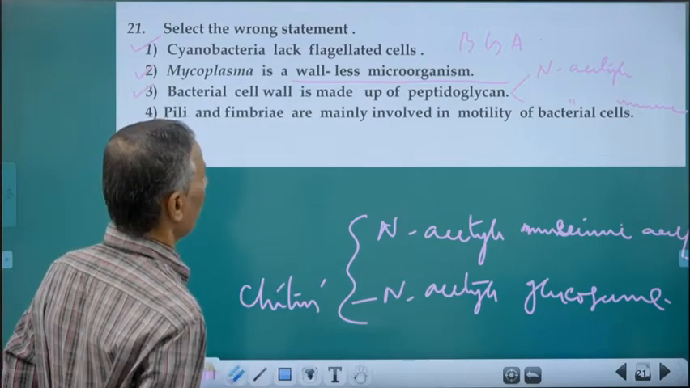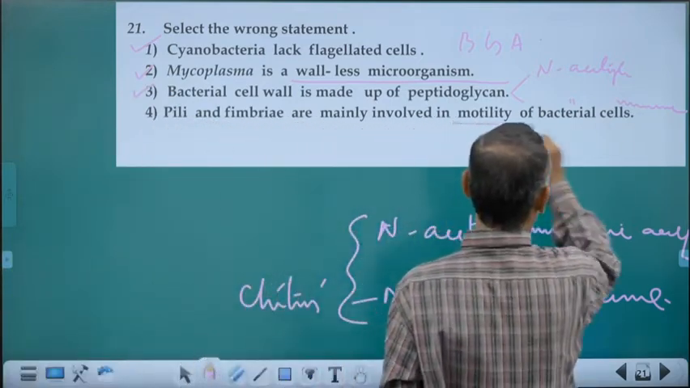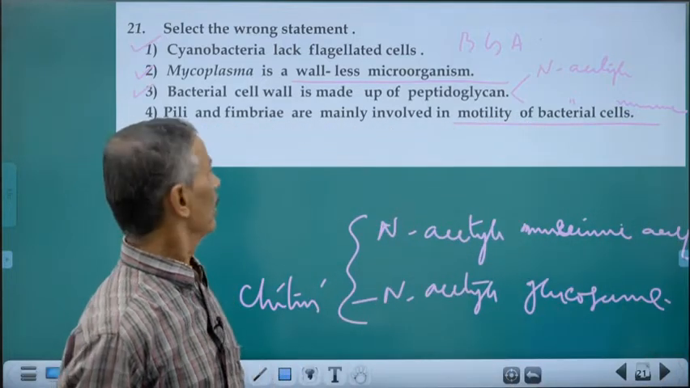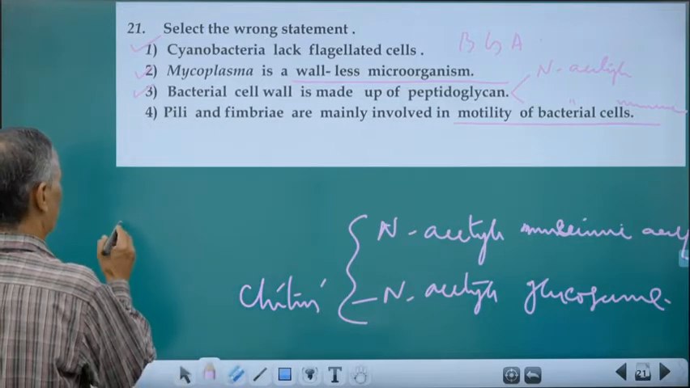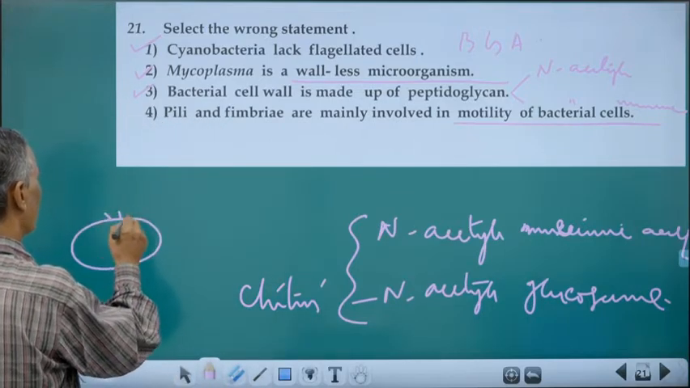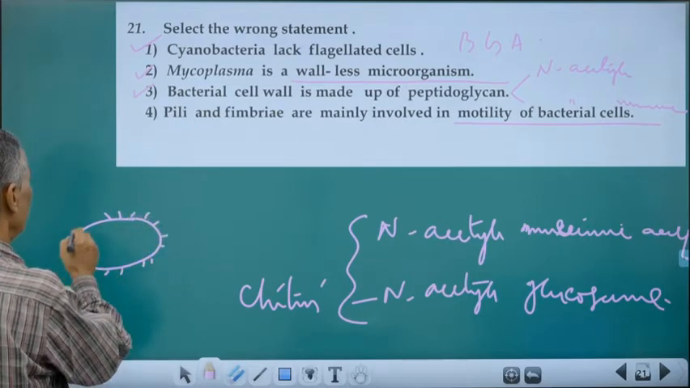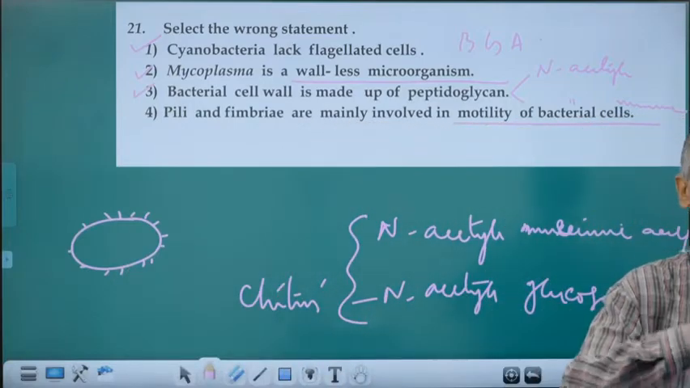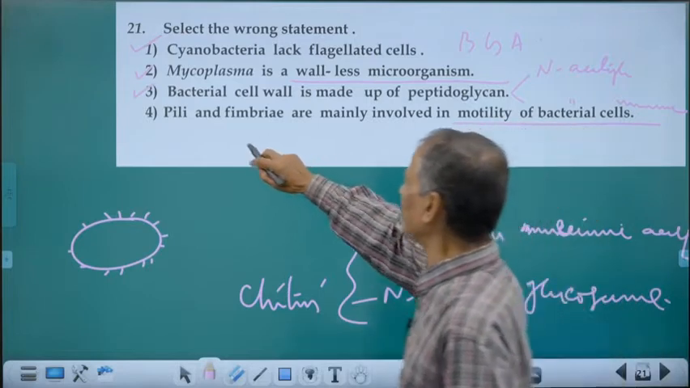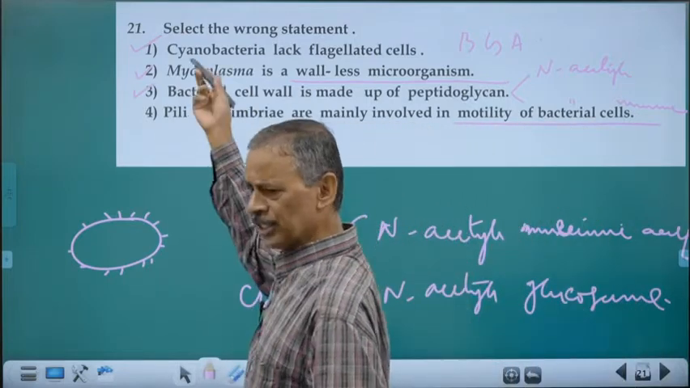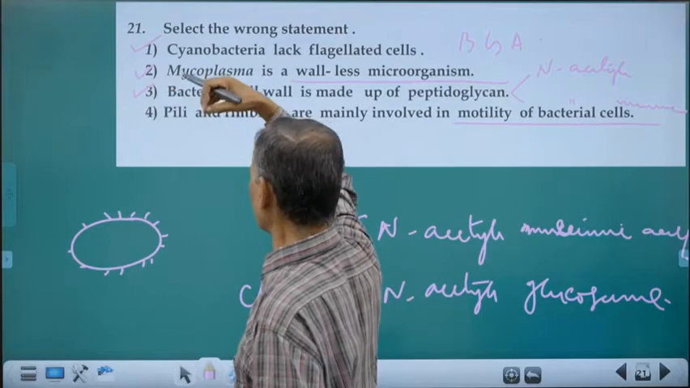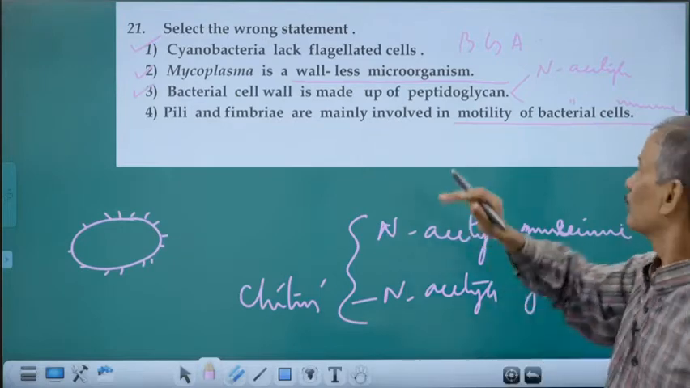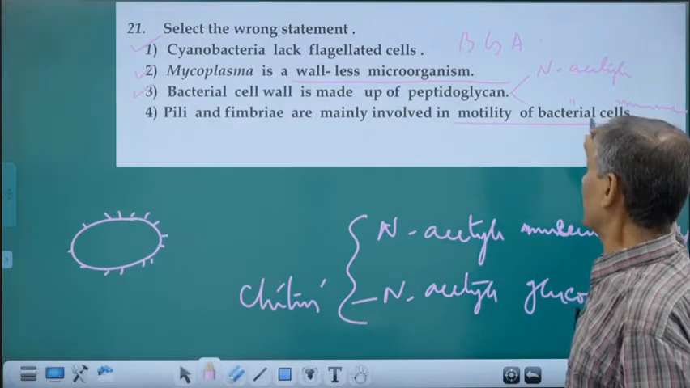Pili and fimbriae are mainly involved in motility of bacteria. No, flagellum is used in movement. What are pili? Pili is plural, pilus singular. They are very small structures which help in conjugation, exchange of materials, etc. Sex pili. Fimbriae are very large in number, 300 to 400. They are finger-like structures used for attaching to an object. So they are not helping in motility. That's the wrong one.